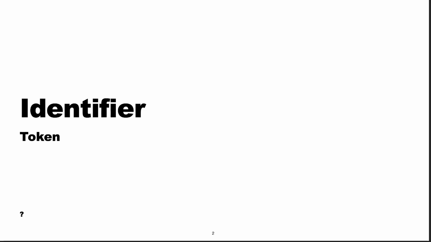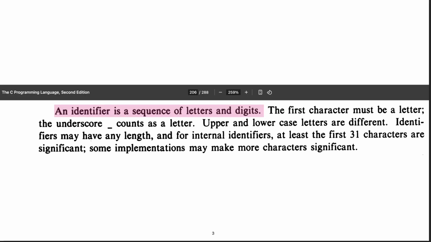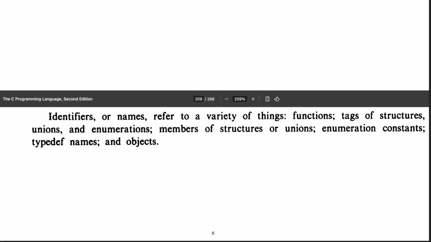Hi everyone. So in this session, we are going to talk about identifiers in the C programming language. So what are identifiers? An identifier is a sequence of letters and digits where the first character must be a letter or an underscore. Next, uppercase and lowercase letters are different. For example, uppercase A and lowercase a are different. Now identifiers may have any length, but for internal identifiers, at least the first 31 characters are significant. So these are the rules of identifiers.